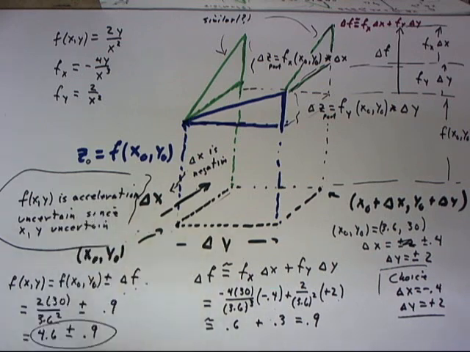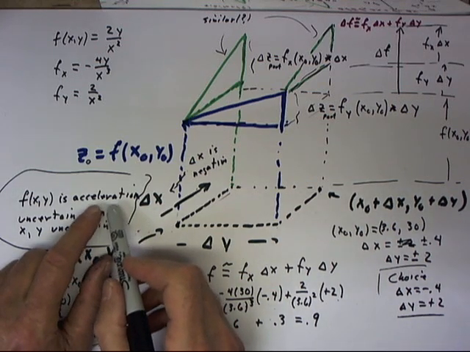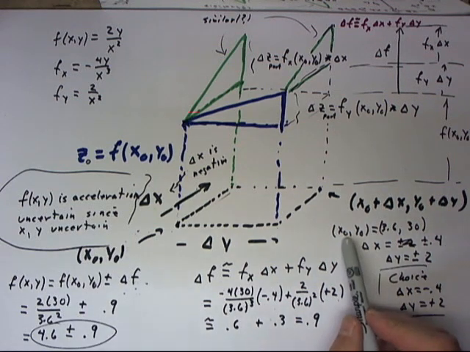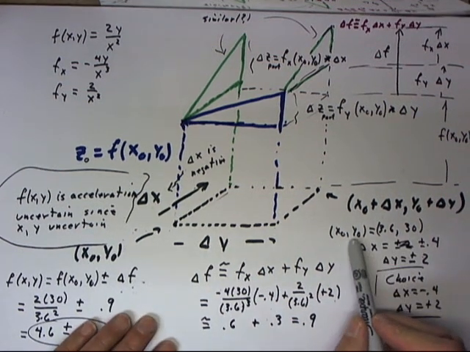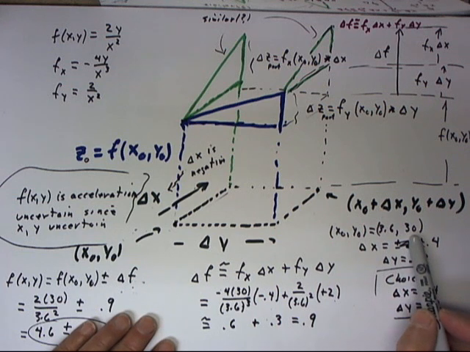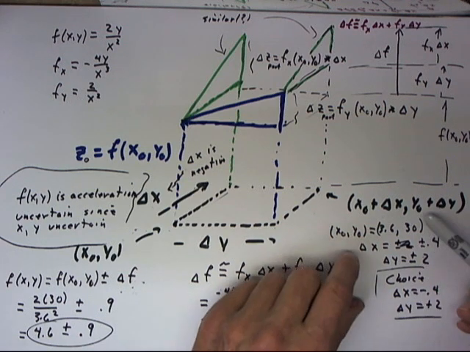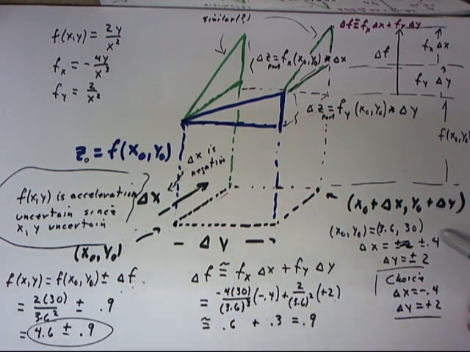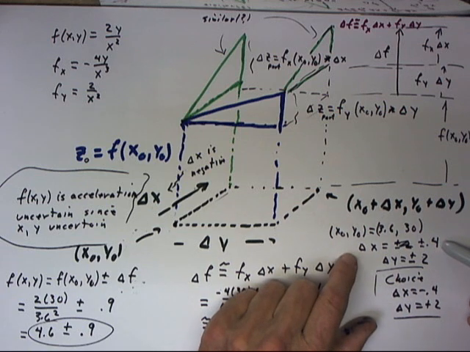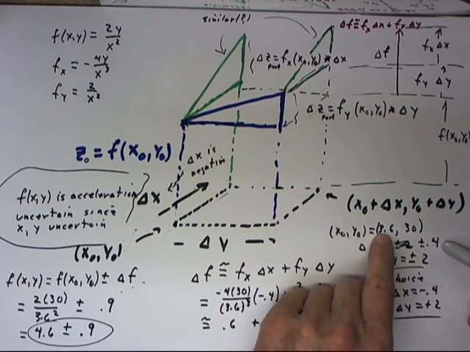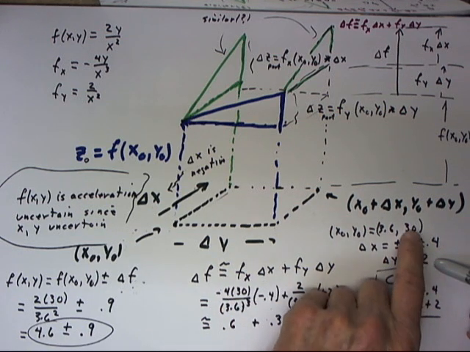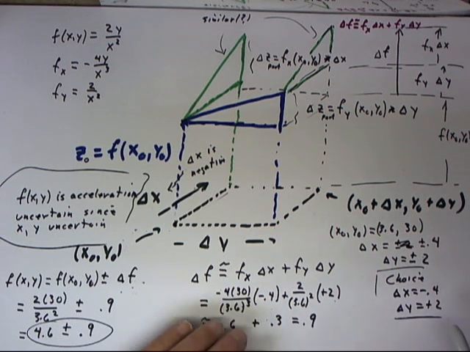Remember, this is an acceleration. We want to see how uncertain our acceleration is. So we recall our original data. X naught, y naught was 3.6, 30. Now that was 3.6 seconds, 30 centimeters. And those observations were assumed to have uncertainties of plus or minus 0.4 seconds on the time, plus or minus 2 centimeters on the position.